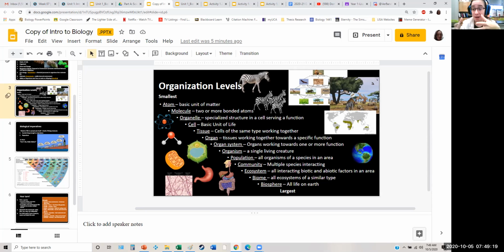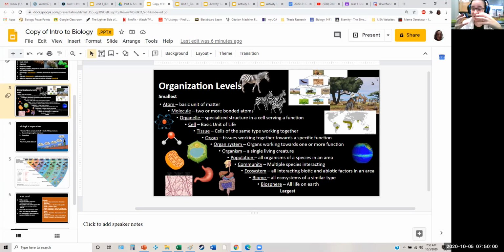And of course, population size could differ based on how many organisms there are. So you would have a population in your classroom, but a bigger population would be the entire school. A bigger population than that would be the entire school district, et cetera, et cetera. So just remember that the population can vary in size. It can go as small as two organisms to all of the organisms on the planet of a single species. That's what a population is.